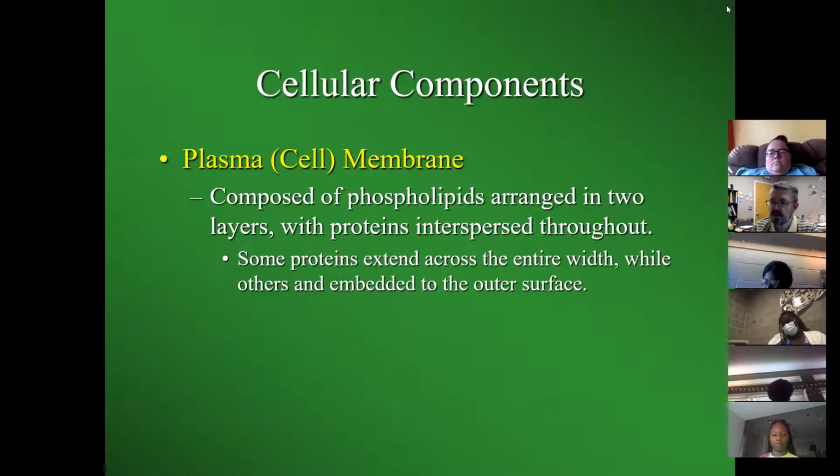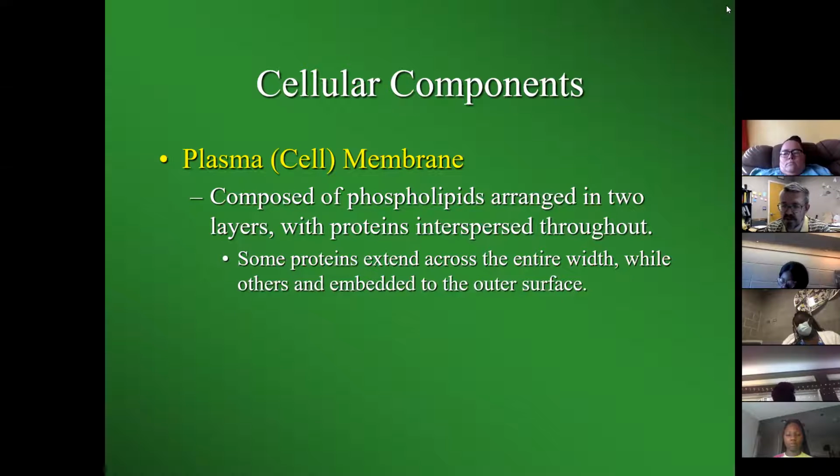Okay, we know that it's composed of phospholipids arranged in 2 layers with proteins interspersed throughout. Some proteins extend the entire width of your membrane, while others are embedded on the inner or outer surfaces.